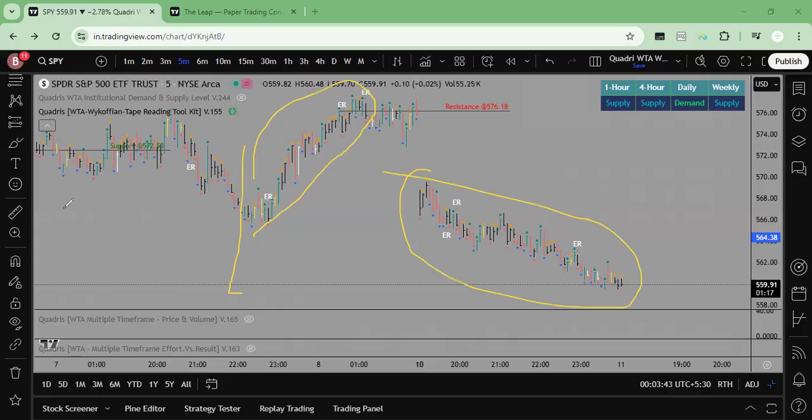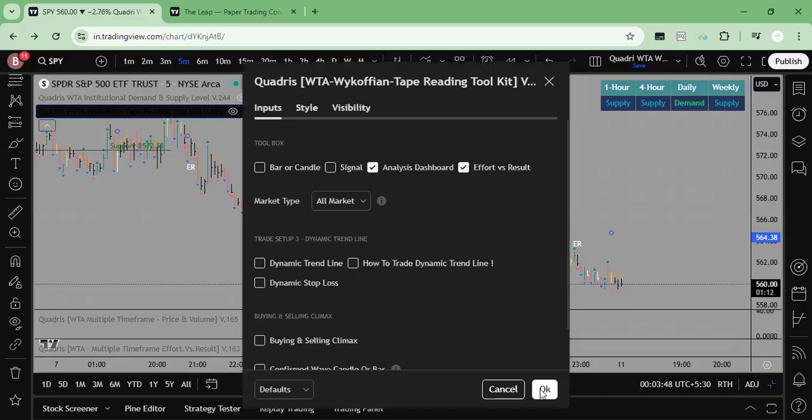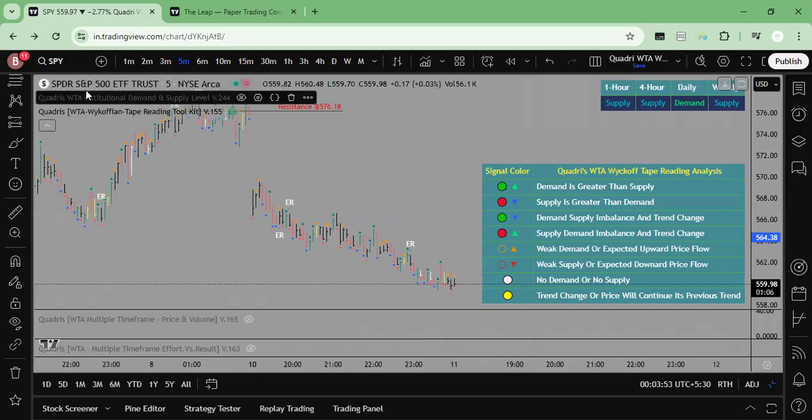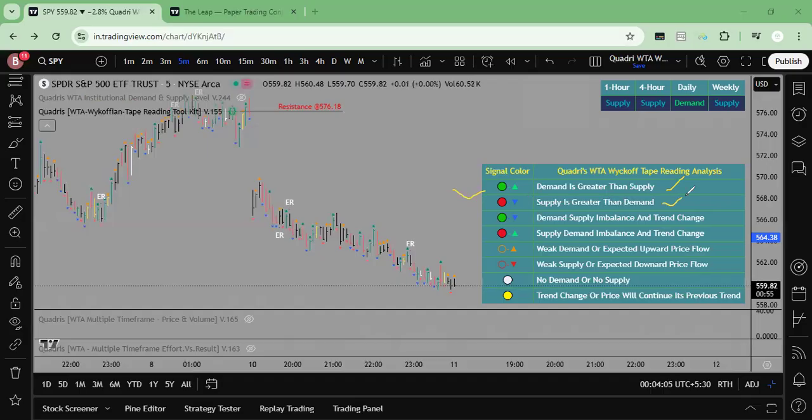Before that, I'll highlight one of the analysis dashboards which comes along with this. First, when there is a green candle with a green triangle facing upward, that means supply is greater than demand. If there is a red candle with a blue triangle, that means supply is greater than demand. If there is a green candle with a blue triangle, that means there is a supply and demand imbalance. If there is a red candle with a green triangle facing upwards, that means there is a supply demand imbalance.